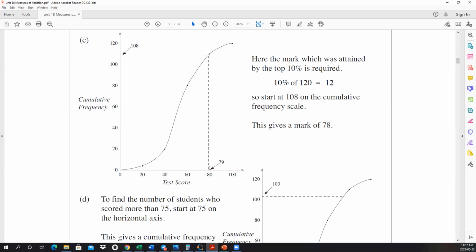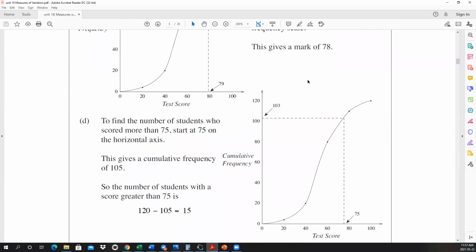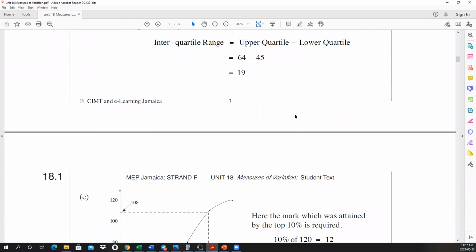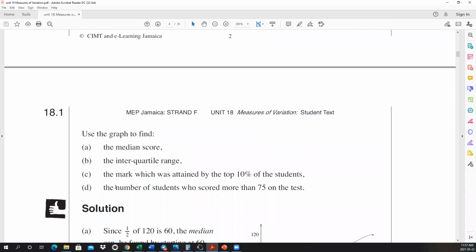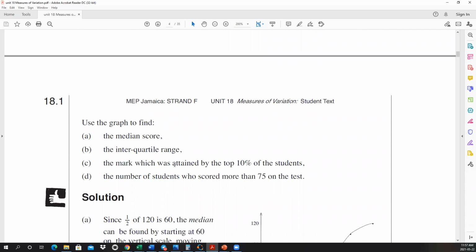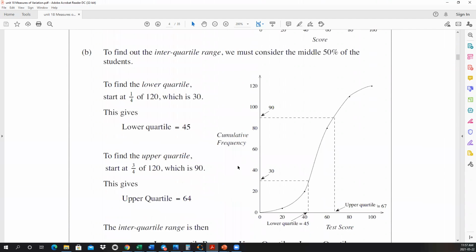I don't know, is that they pick up 79 and then it's a 78. 78 me to get still, so. Yes, sir. Record 78. Then they ask another question: the number of students who scored more than 75 on the test.